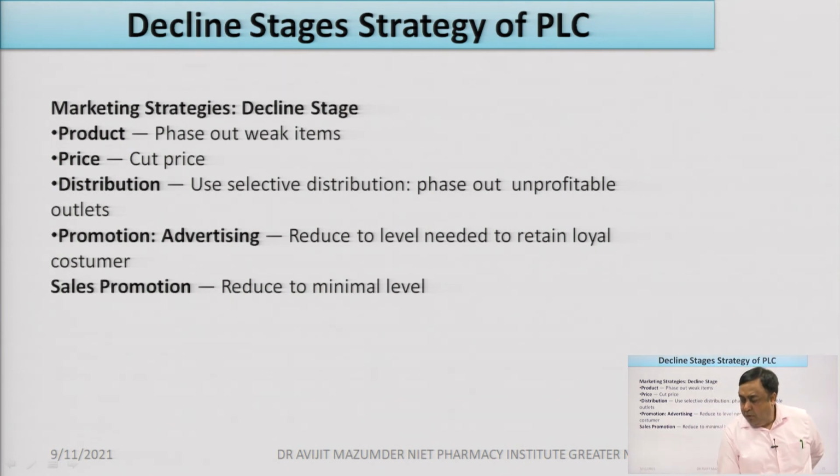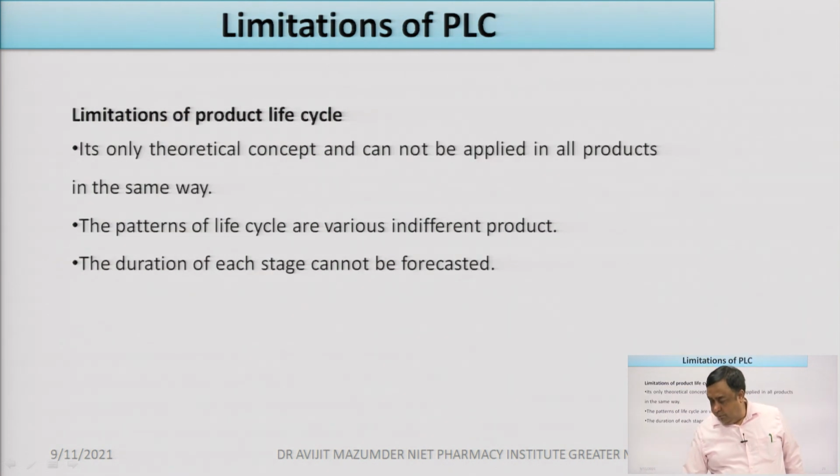And then finally, we are going for the declining marketing strategy, where the product has almost reached the last phase, and we need to phase it out. Sometimes we go for reduction of price or price cutting. As far as the distribution channel is concerned, go for selective channels, and phase out the unprofitable outlets. As far as advertisement is concerned, reduce it to the level needed to retain the loyal customers only, and reduce sales volume to the minimum level.